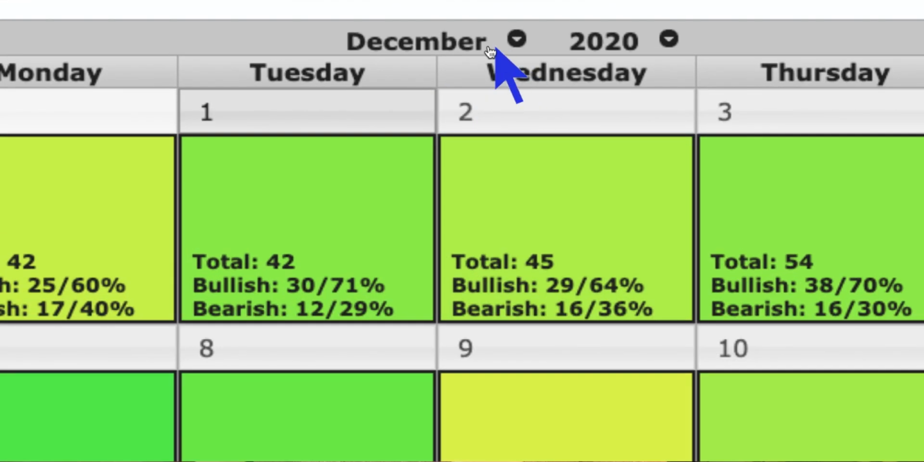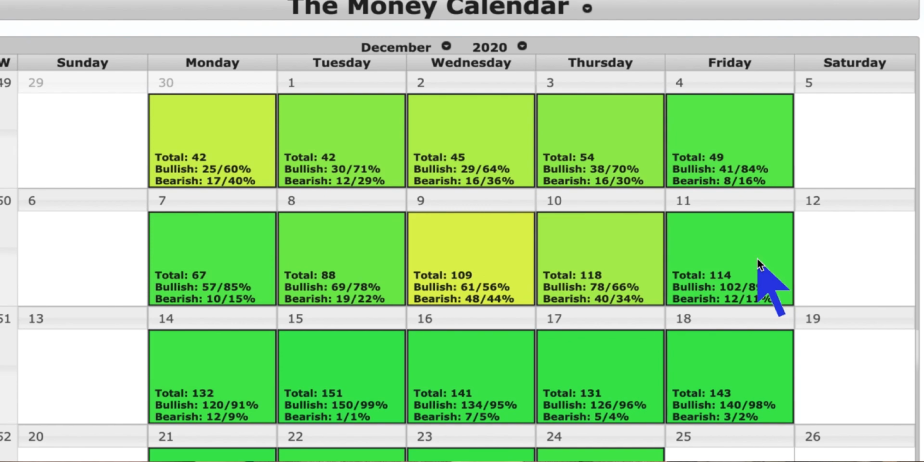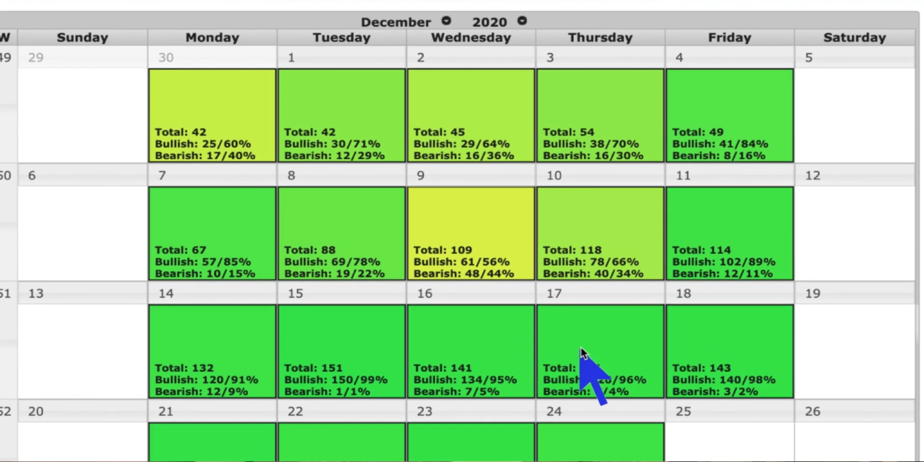Right now, I'm looking at December 2020, and as you can see here, we're seeing a lot of green on the screen. This week, a lot of green. We end on Friday with 84% bullish trades. Out of the thousands of stocks that trade, 49 are showing patterns that have better than 90% historical probabilities. So 84% of those are bullish, 16% are bearish. Look at Friday the 11th. There's 114 potential trading opportunities, 89 and 11 to the bull side. And then finally, as we get into the 18th, 143 trading opportunities, 140 are bullish, and only 3 are bearish. So as you can see, as we go into December, things look rather bullish for the stock market.